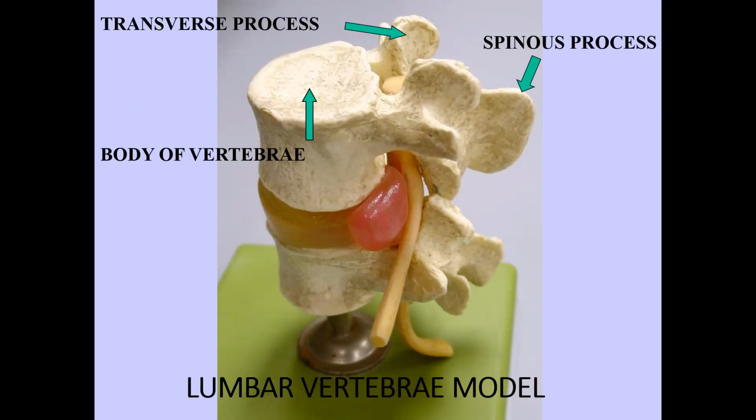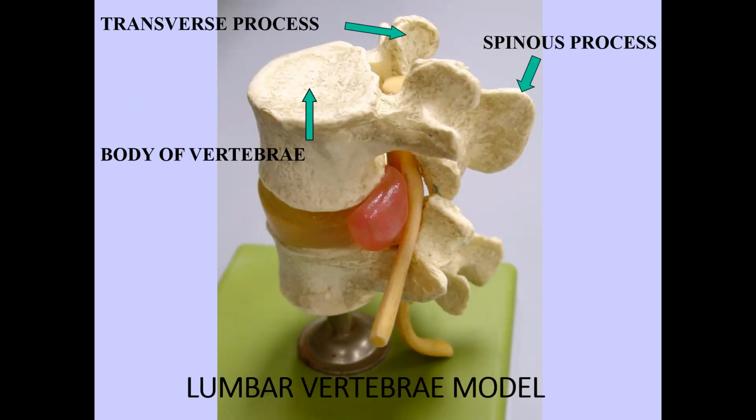There's the body of the vertebrae. It's like we saw the body of the sternum. Now we have the body of the vertebrae. This is solid bone in here. Well, it's not solid per se, but there's no opening in this structure.